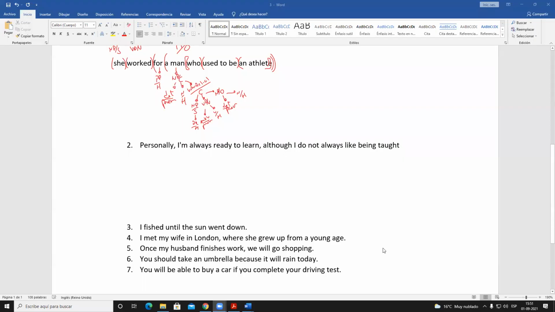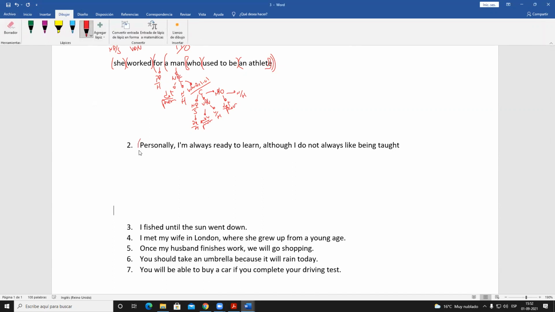Personally, I'm always ready to learn, although I do not always like being taught. Okay, so the very first stuff we're going to do is stating that personally is an adverbial. I am always ready to learn. Okay, this is a very good question. Opciones, ¿qué opciones tenemos? I'm always ready to learn. I am, es un verbo, sí. I am to learn. No, es ready to learn. Ready to. I'm always, I am. Aquí, paraphrase by.